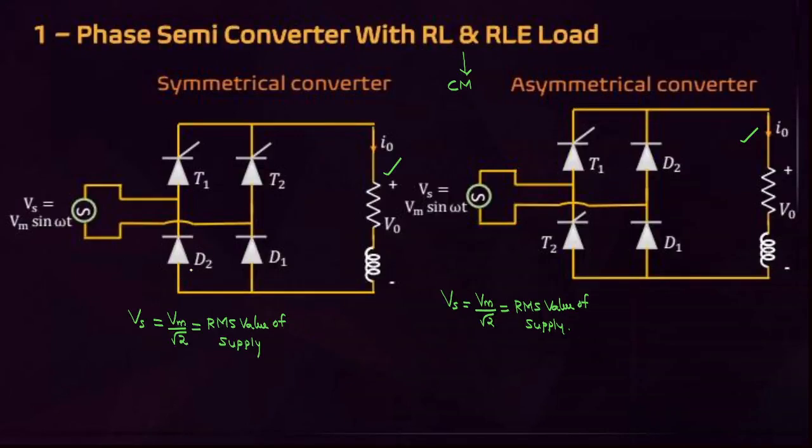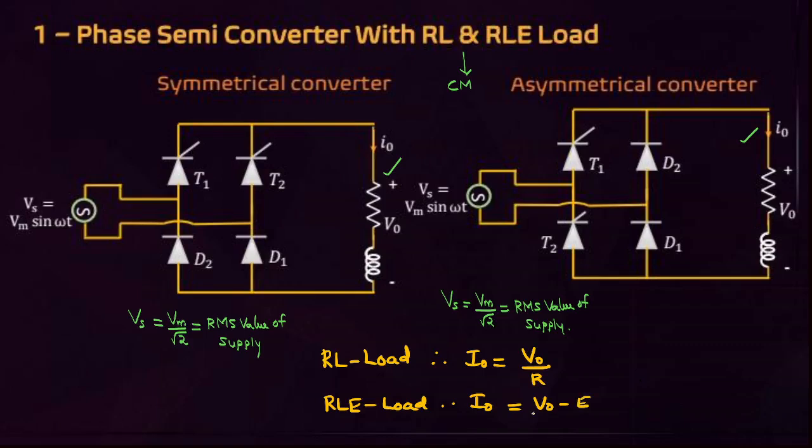The next one is a single phase semi converter using RL load and RLE load. But the point you have to remember, students, is that it may be RL load or RLE load: same formulas, same analysis, same waveforms. Only difference is the I naught formula. If it is RL load, you have to write I naught equal to V naught by R. In full wave rectifier also I gave this statement. In RLE load, how to write I naught? You can write V naught minus E by R.